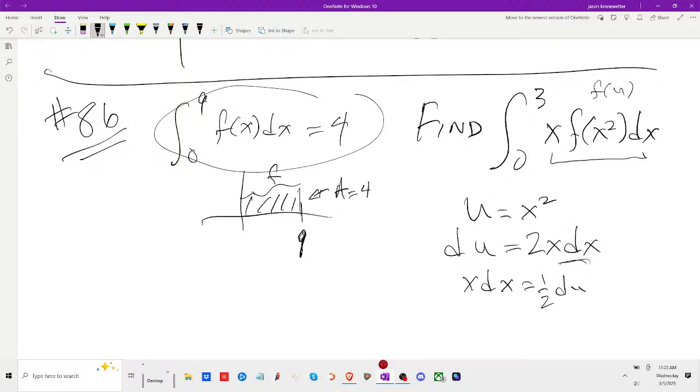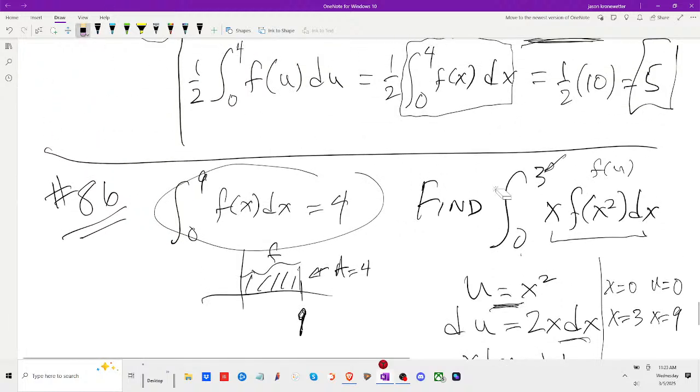We've got the same kind of thing unfolding that we had in number 85. Now I'm going to be able to substitute for everything there. I haven't found the bounds yet. When x is equal to 0, u is equal to what? I'm using u equals x squared, so u is equal to 0. And when x equals 3, these are the x bounds I'm plugging in, I get u equals 9. I didn't write that as a u, so I'll change that real quick.